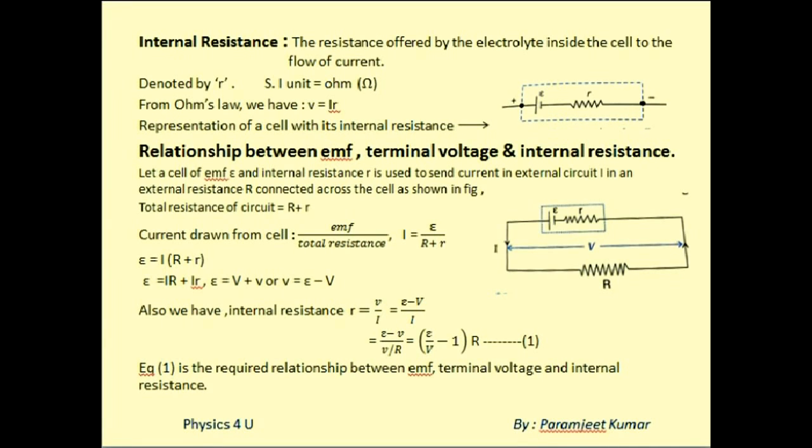So also we know that internal resistance equals v by I. Instead of this v, we can put the value epsilon minus capital V by I. So this becomes (epsilon minus V) by V into R, because we know I is equal to V by R. Now taking R common, we get (epsilon by V minus 1) into R. This is equation 1, and equation 1 is the required relationship between EMF, terminal voltage and internal resistance of the cell.